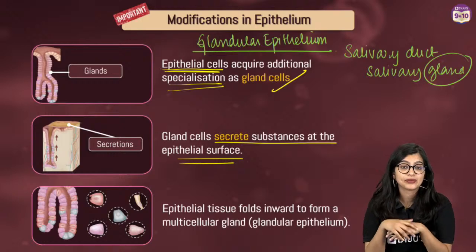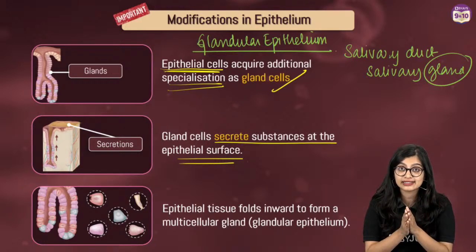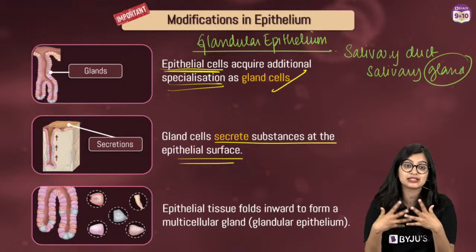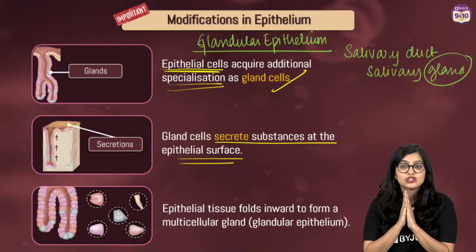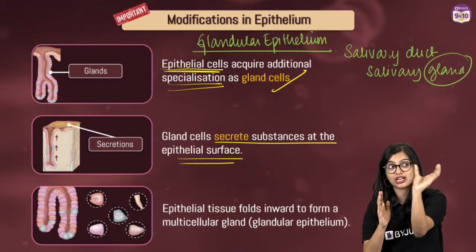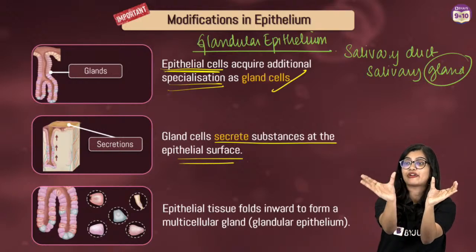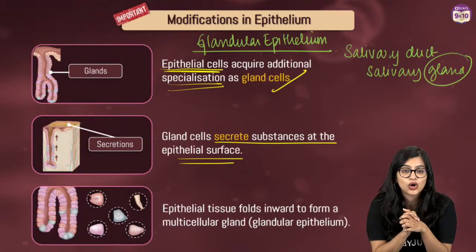Ma'am, do glands secrete hormones only? No. Saliva is not a hormone. It's a chemical substance, a watery substance. So not only hormones. Now you understand that the epithelial tissue that forms the salivary gland is different from the epithelial tissue in the lining of your salivary duct.